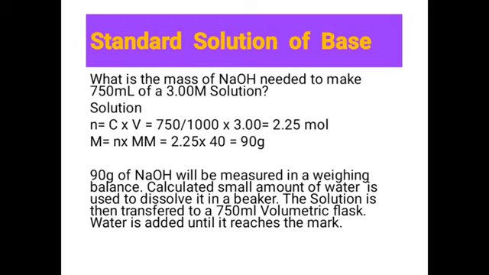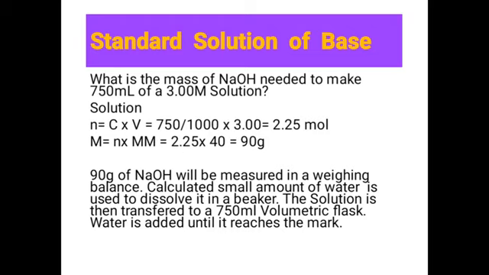So the mass of NaOH that is needed to make 750 ml of a 3.00 molar solution is 90 gram. To complete the preparation, you can now measure 90 gram of sodium hydroxide pellet using a weighing balance. Of course, you take your watch glass, measure 90 gram of NaOH using a weighing balance, and then you transfer it to a beaker and add some calculated amount of water.